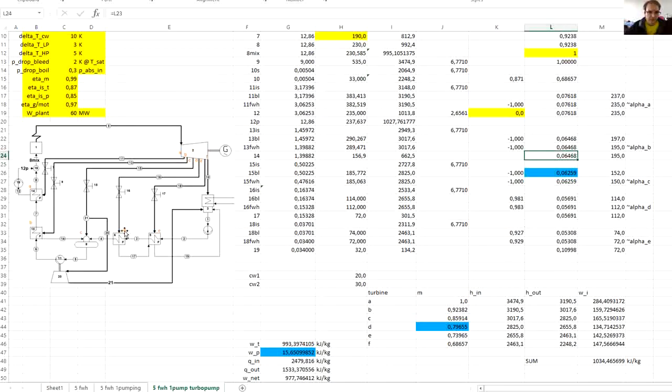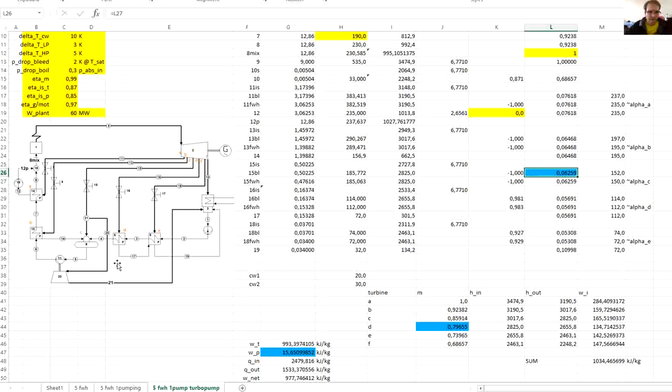The first change, here we have splitting of the stream 15 going to the feedwater heater and going to the turbopump. So at point 15, the feedwater heater, the equation for the turbine bleed will remain the same, but at point 15, at the turbine outlet, we will actually have a higher mass flow rate by the amount of the steam going to the turbopump. So that is one feature.